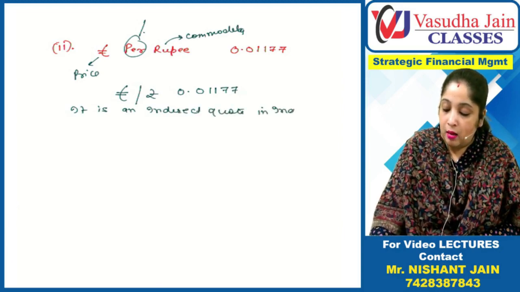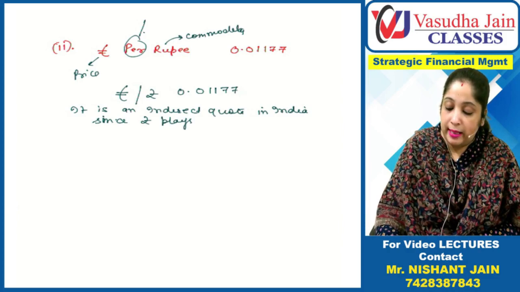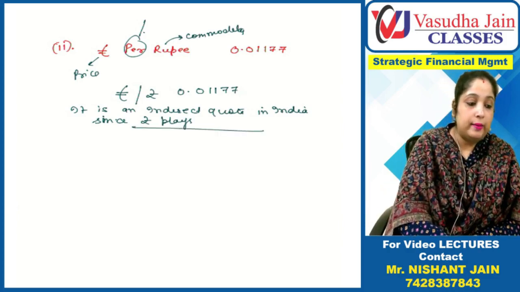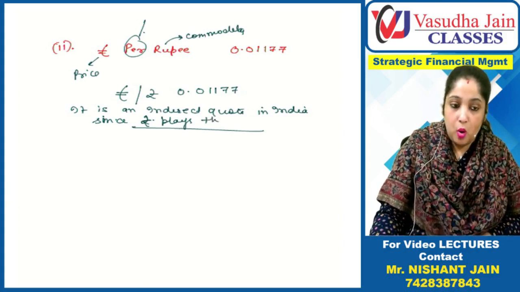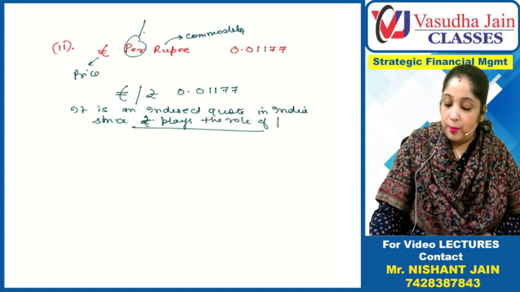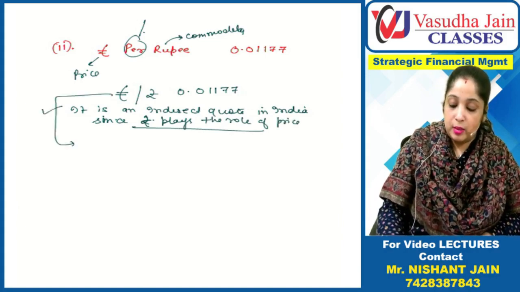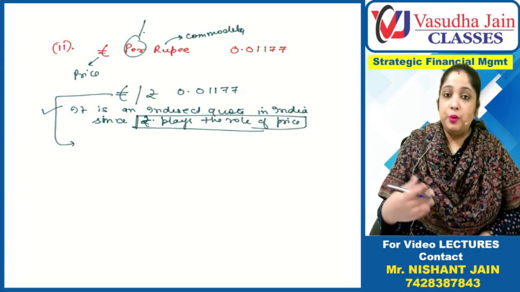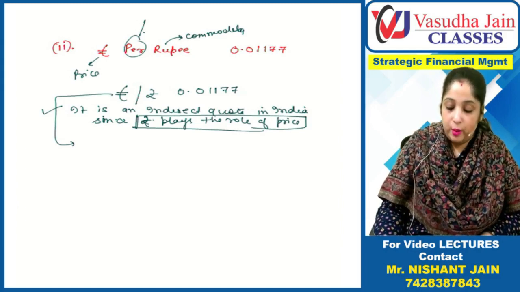in India, since rupee, this line which I am writing, is for your understanding. Since rupees plays the role of price. Now our target is to convert. This is the first answer. Don't write this explanation in the exam. They have just asked you whether it is a direct quote or an indirect quote.